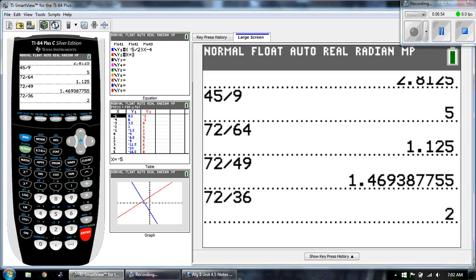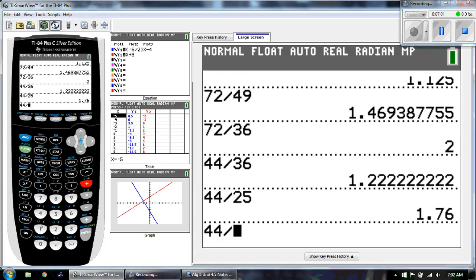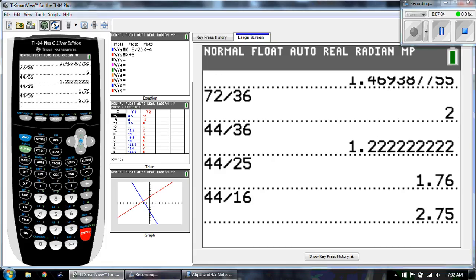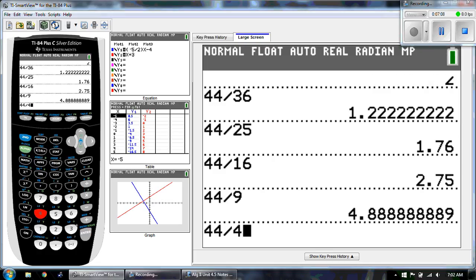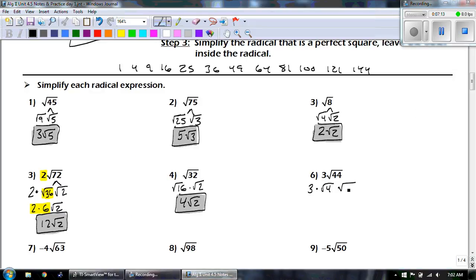Okay, so 44 divided by 36, 25, 16, 9, 4. Okay, so 4 and 11. Well, the square root of 4 is 2. And then 3 times 2 is 6. So we get 6 square root 11.